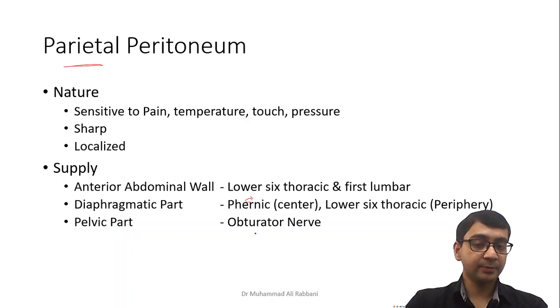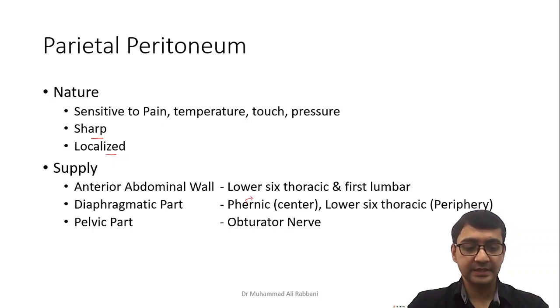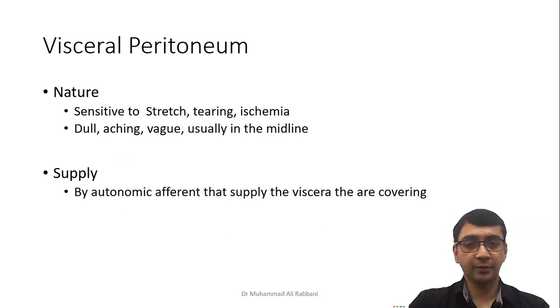The pelvic part is majorly being supplied by the obturator nerve, and the nature of the sensation it carries will be similar to that of the structures that it is supplying. That is the wall here, that is the abdominal wall. The pain or any sensation will be sharp, localized, and sensitive to a wide variety of sensations: pain, temperature, touch, pressure, stretch, irritation. All of these are sensed on the parietal peritoneum.